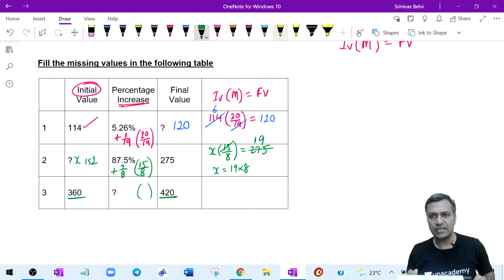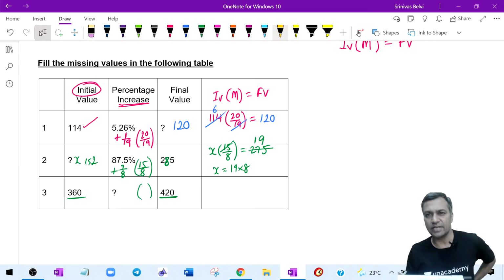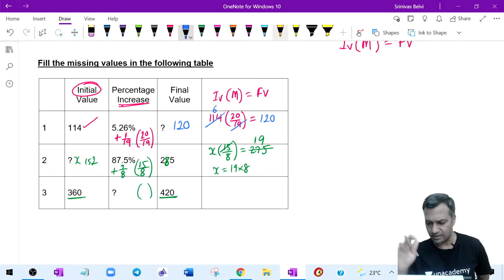Did I make a mistake or something? What is this, 275, 285? What is happening here? Okay, take this number as 285. 275 is not suiting the value 285. Make that correction, a typo error, make it 285. Done. Make this 285 and resolve it. It becomes 19 into 8, which is 152. Done. Close that part.